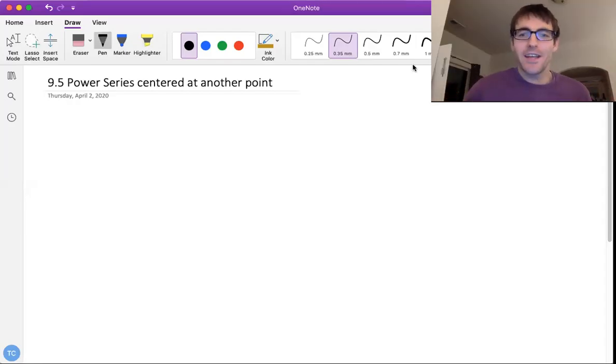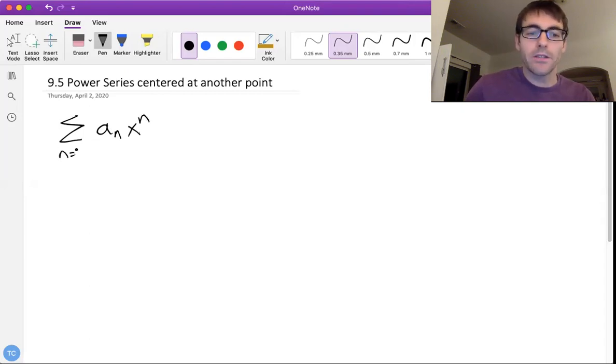Right, if you read section 9.5 last time, you may have noticed that they defined a power series a little bit differently than I did. So I said that a power series looked like some coefficient times x to the n, where n ranges from typically 1 to infinity. So this is the one that I did.